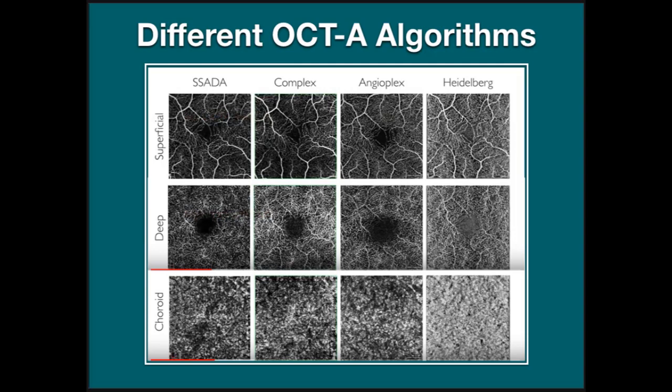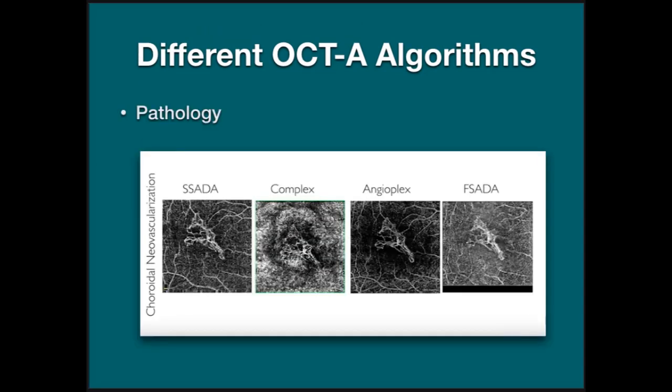The first three do produce similar results. The Heidelberg unit seems to produce a much brighter and very detailed image with a greater capillary resolution and a much denser choroidal image. Here's pathology. This is a choroidal neovascular membrane that's been imaged by four different units, and you can see that even though all units detect the neovascular membrane, the appearance is a little bit different between each of them.